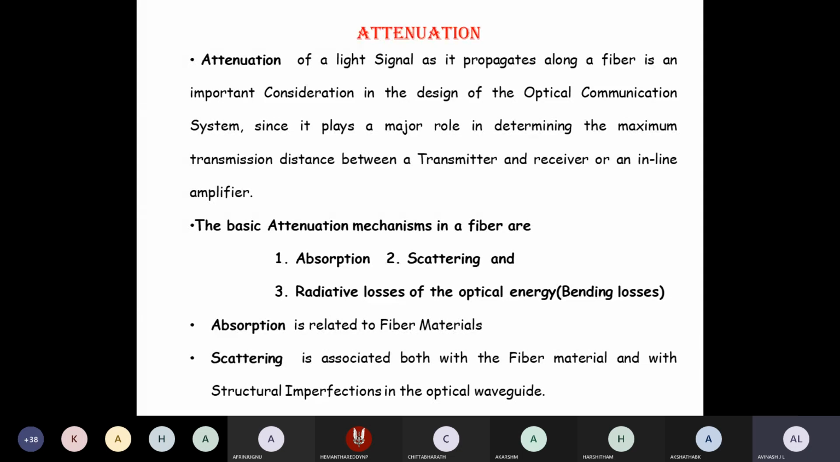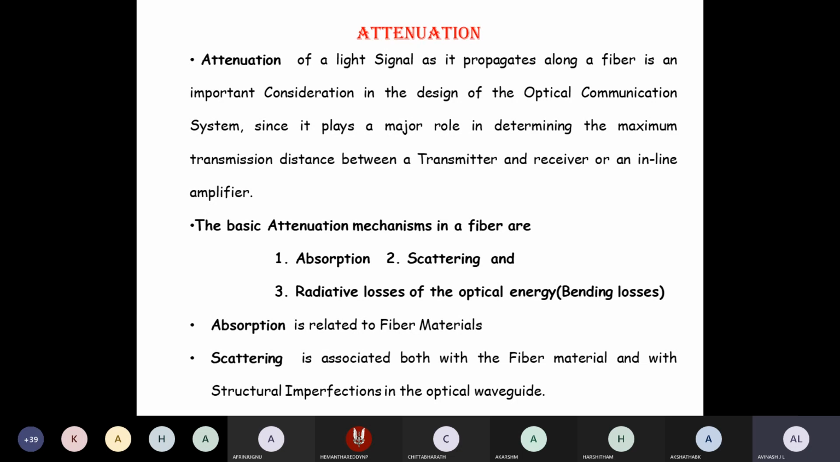Why? Because as a property, even though you take pure silicon, if you make a pure optical fiber at a very high cost also, there is some amount of absorption, some amount of resistance, some amount of imperfection. So all those things will definitely be present. So that is why one must consider this attenuation concept, since it plays a major role in determining the maximum transmission distance between the transmitter as well as receiver.